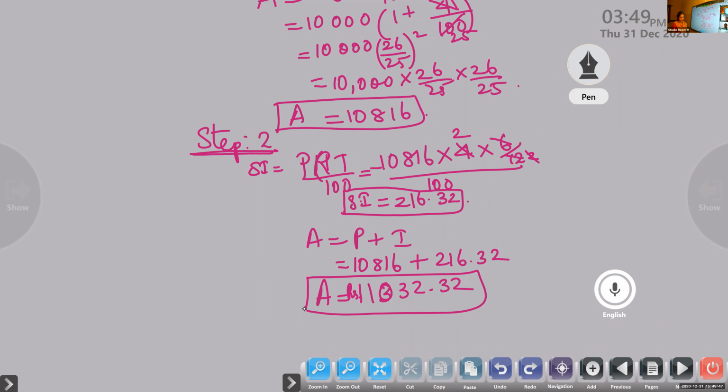The question is to calculate the amount and compound interest. So what will be the compound interest? Amount minus principal. So 11,032.32 minus 10,000. Simplify this, we get the answer.